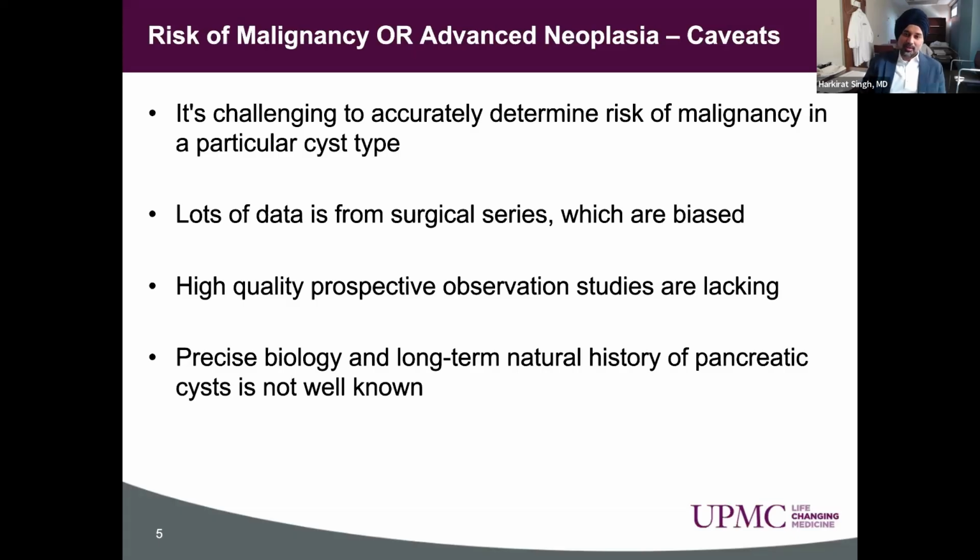It is very challenging to determine exactly how risky a cyst is, and the reason for that is all of the data that we have are from surgical series, and when somebody goes to surgery, you already know that they were high risk and the surgery was being done to either treat a cancer, or you already assume that they are very high risk for cancer. So the data has to be taken with a pinch of salt, and you will see numbers which vary widely. Very high quality prospective studies, where you take thousands of patients who have pancreatic cysts and follow them over long term to see what happens to them, good quality data of that kind is lacking. And for some of the cysts, we don't exactly know what their precise biology is.